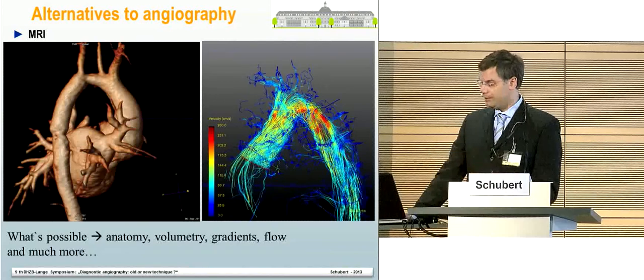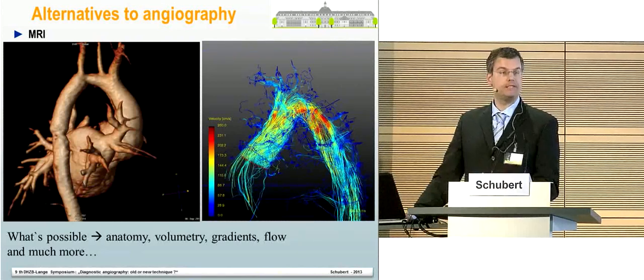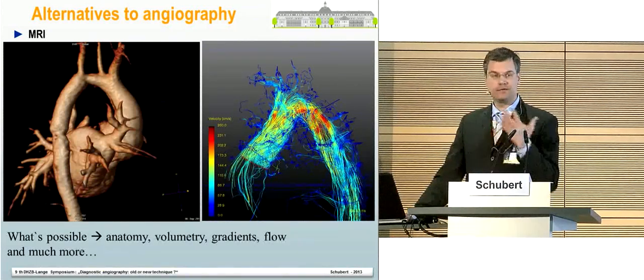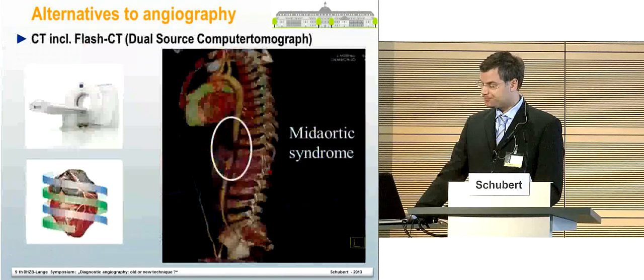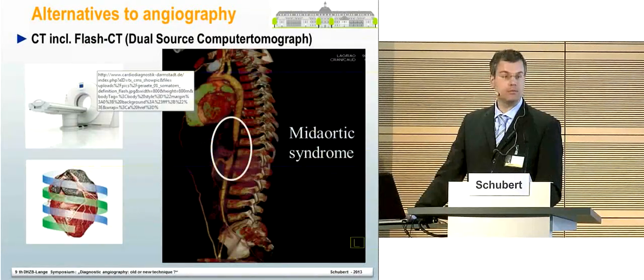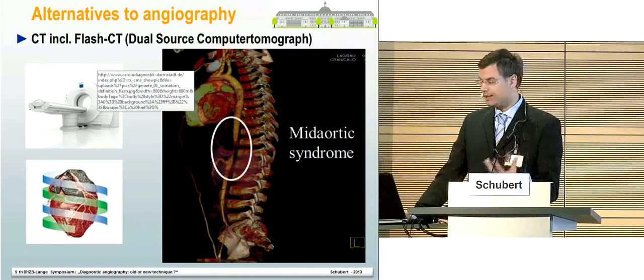MRI, I think we already heard, is giving us colorful pictures and good information, and can also go further than the anatomical proportions. It can give us gradients, flow velocities, and flow patterns, and I think this is quite interesting. CT is also possible. We have to consider the radiation. We also have the possibility to look for structures which are maybe not accessible in the thoracic part.